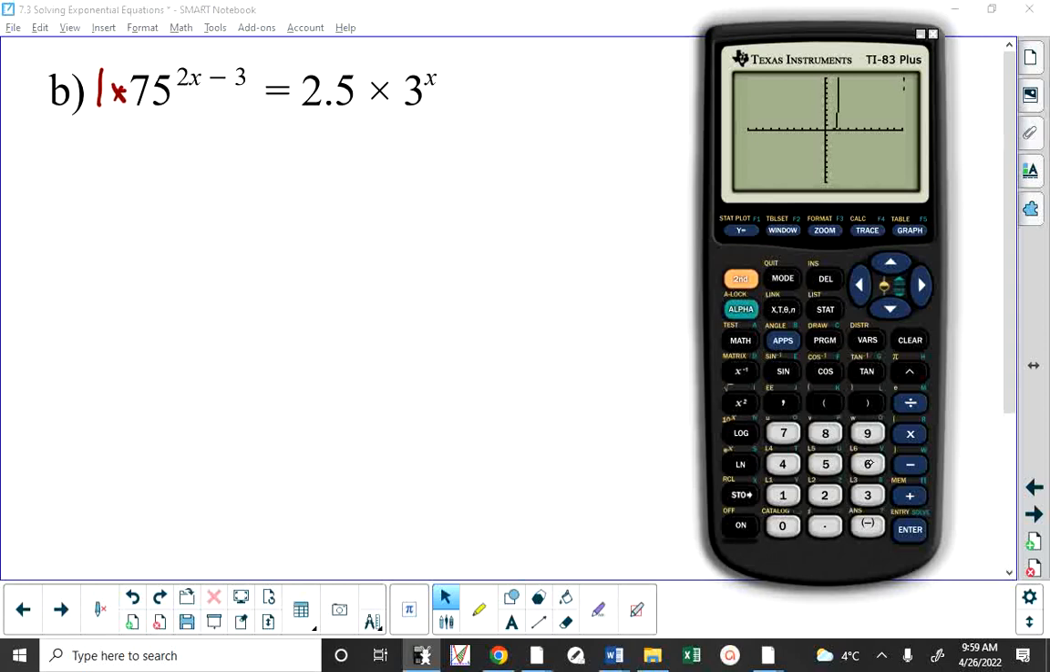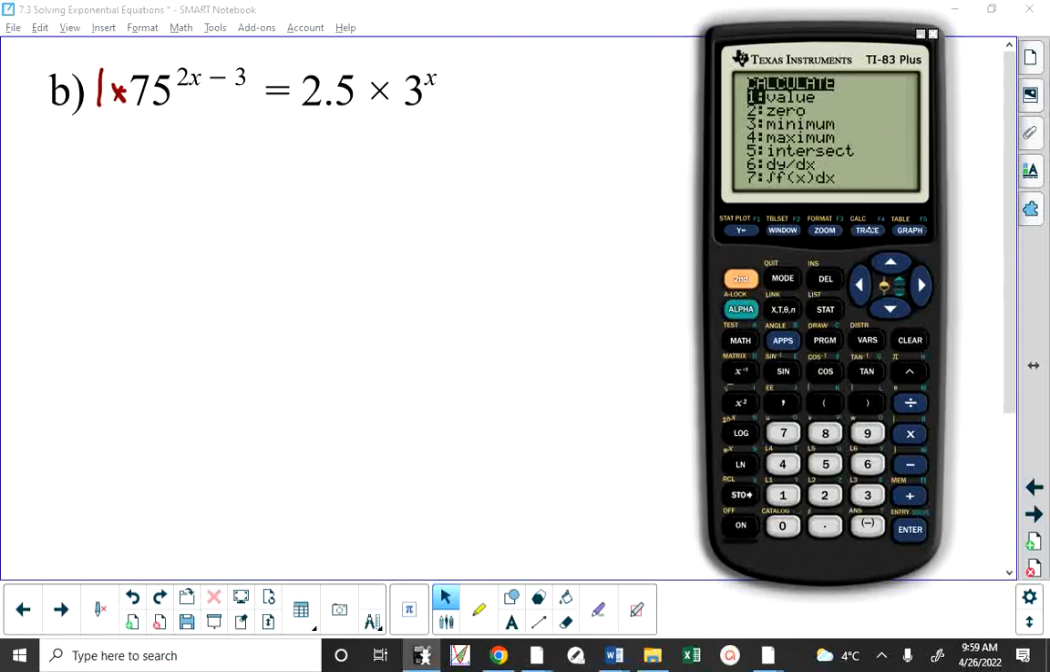There's that 75 to the 2x minus 3. There's the other one. You can see they're going to intersect someplace above. What I learned just in the past couple of years is you don't need to see the intersection point for your calculator to find it. As long as it's in the x domain that you've set up for your window settings, it will find it. We could change the y window setting to go up higher, but we don't need to.